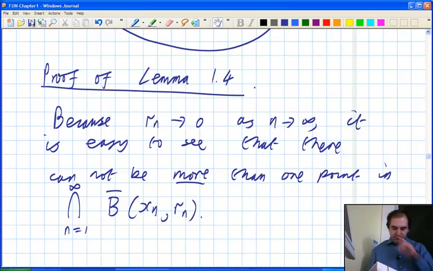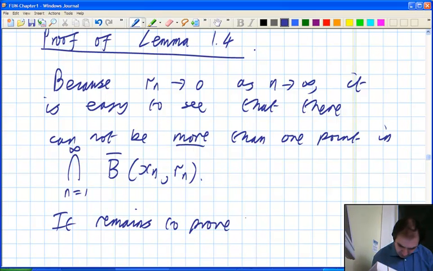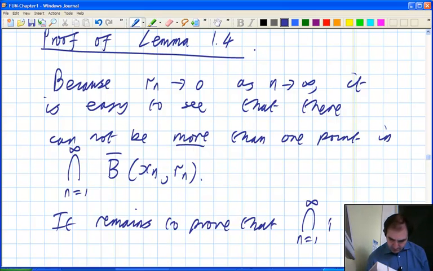Right. So there can't be more than one. If you had 2 points in there, say, they're different, they'll be a positive distance apart, and that will quite quickly violate the fact that they're both supposed to be in the same very small ball, so that's not possible. But I'll let you fill in the details of that. So our main task then is to show there's at least one point, and therefore exactly one point. So we have to prove it's non-empty. So it remains to prove that that intersection is non-empty.